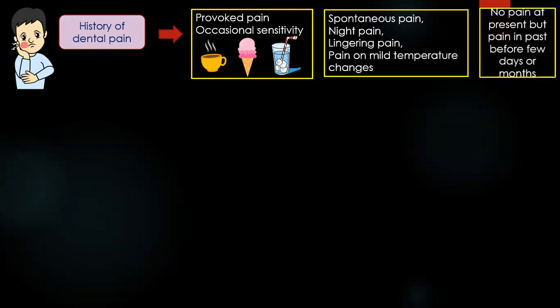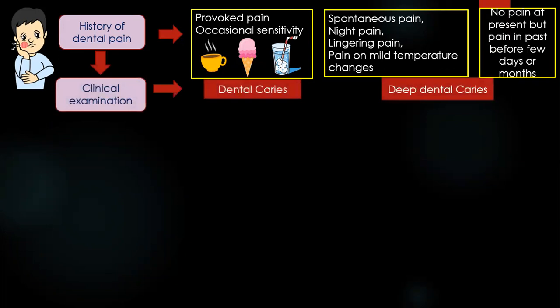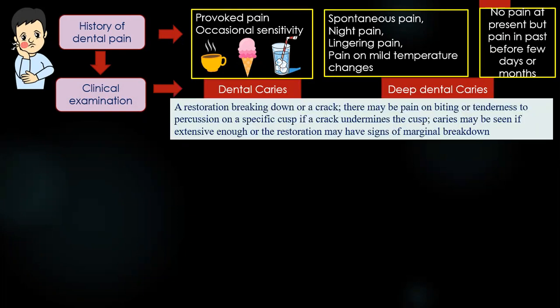Or the patient may have no response, or the patient does not have any pain at present, but had pain previously, a few months before. Next, we will go for clinical examination. In cases of occasional pain, we may have dental caries, or we may find deep dental caries, or we may find a restoration. We may find some broken restoration, a crack on biting pressure or something. So we must rule out all this, the signs of cracked tooth syndrome in cases.